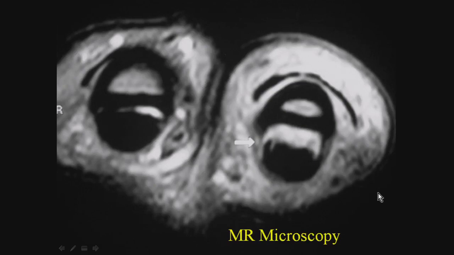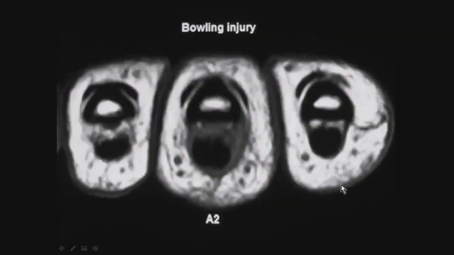And now with MR microscopy coils, it gets even better. So here we can see that one component of the A2 pulley in this rock climber is stretched out. You can see the early bowstringing, the separation of the flexor tendon apparatus from the phalanx compared to the normal adjacent finger. And then here's the rupture of the ulnar-sided aspect of the A2 pulley at this level that we can directly visualize with MR microscopy.